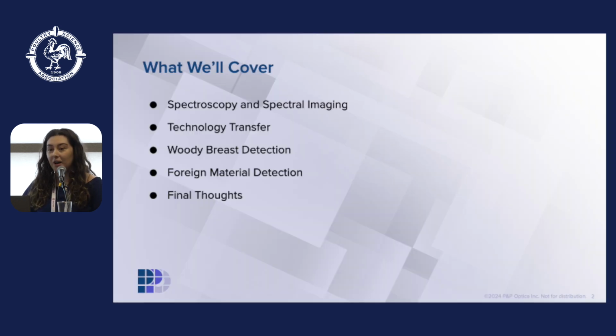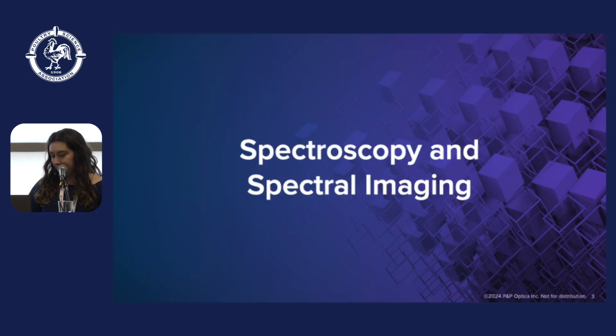I'm going to be talking about how we're using NIR spectroscopy for hyperspectral imaging detection of myopathies as well as foreign material. Just briefly what I'm going to go over, I'm going to go a little bit into the background of spectroscopy and spectral imaging. I'll talk about how we're transferring this technology into industry, which is a rather difficult ask sometimes, as well as some of the current applications, so woody breast detection, foreign material detection, and then just some final thoughts.